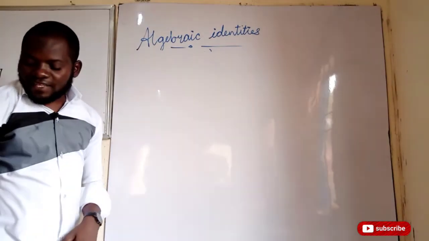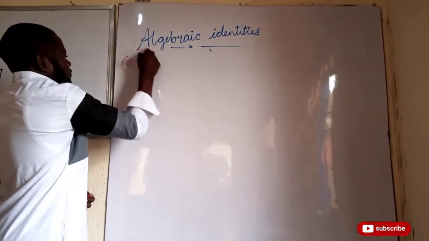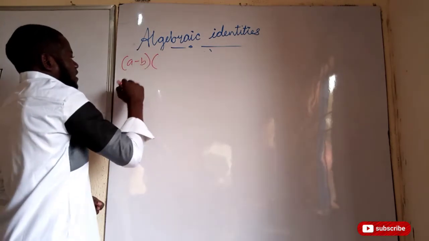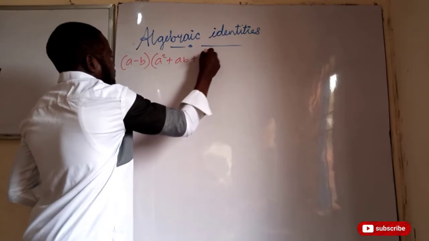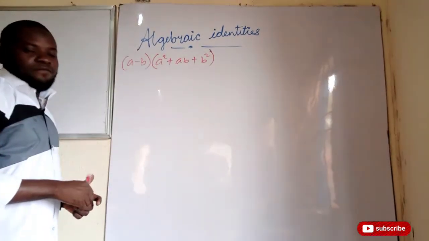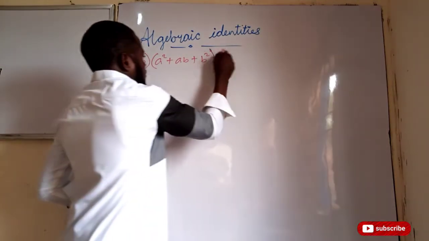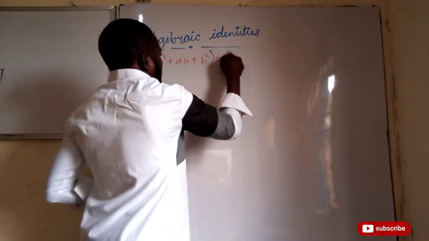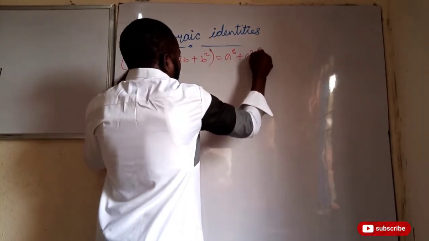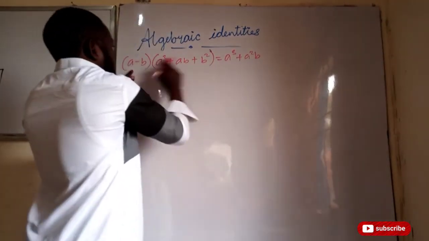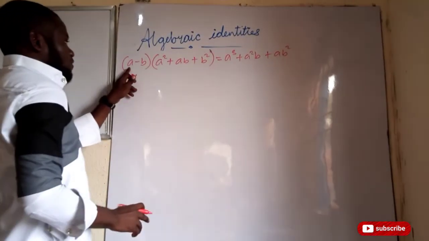The fifth identity, if I have a minus b times a square plus ab plus b square. If I have this as an expression given to me, this is going to be a times a square, that will be a cube, a times ab plus a square b. Then this times this will become plus ab square. So I'm done with a.